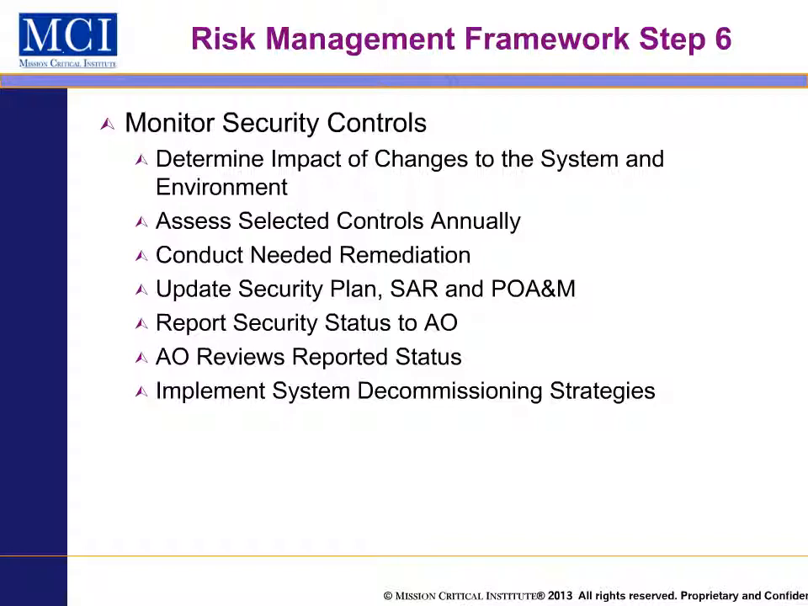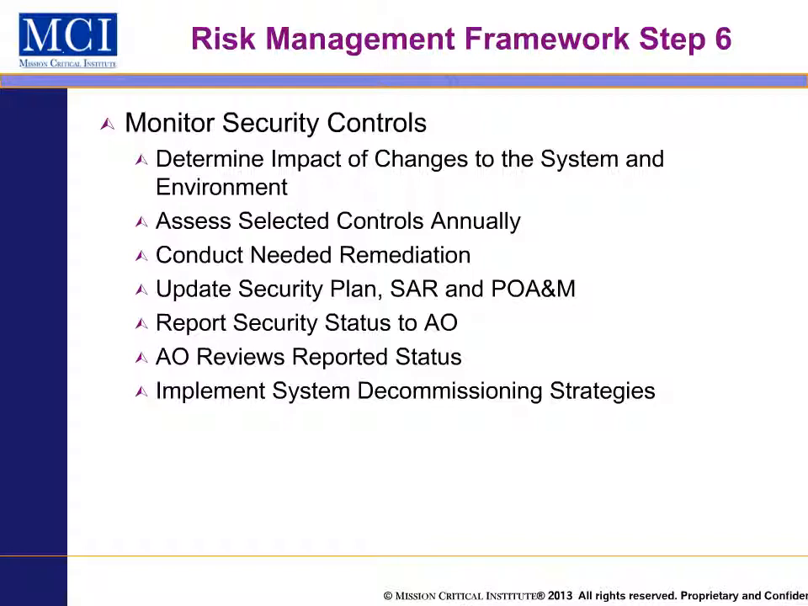You then update the security plan, the assessment report, and the plan of action and milestones based on the results of the continuous monitoring process. Next, you report the security status of the information system, and that's going to include the effectiveness of the security controls employed within and inherited by the system, and you report this to the authorizing official and other appropriate organizational officials as appropriate. You'll do this on an ongoing basis in accordance with the monitoring strategy.